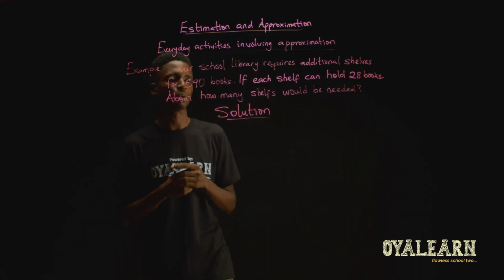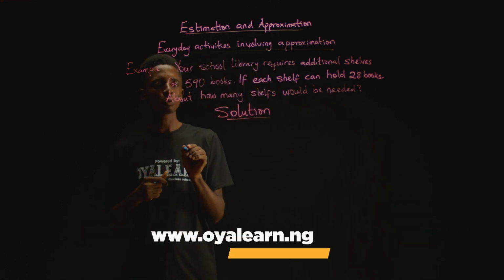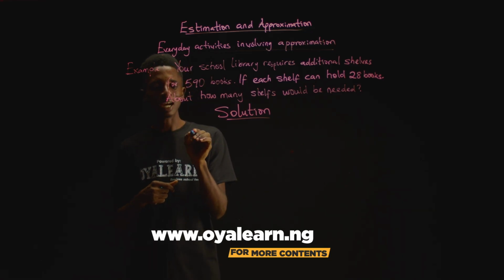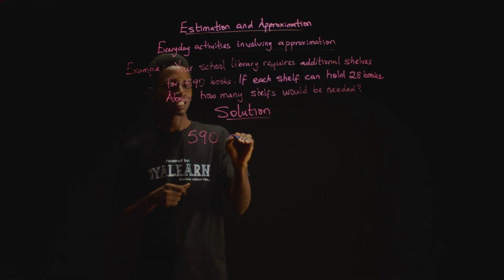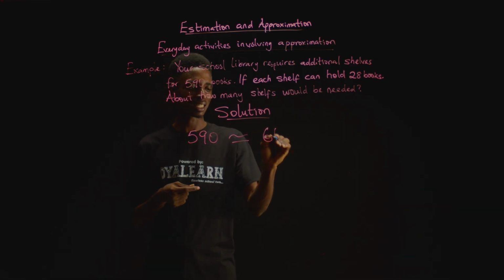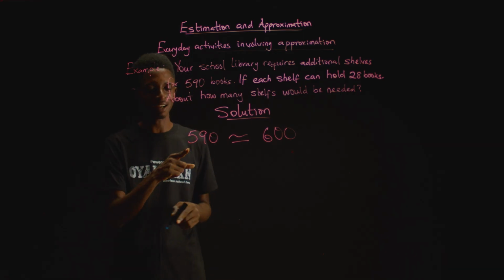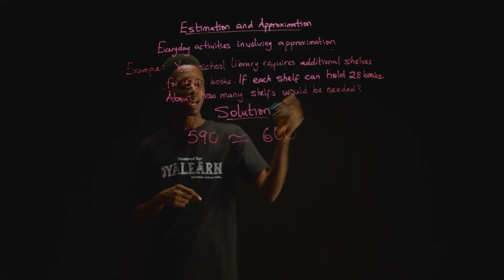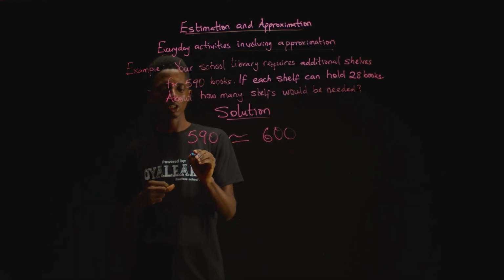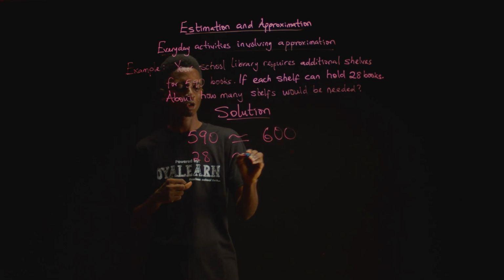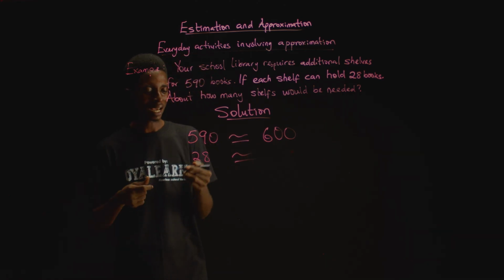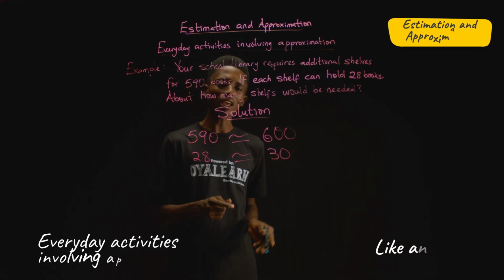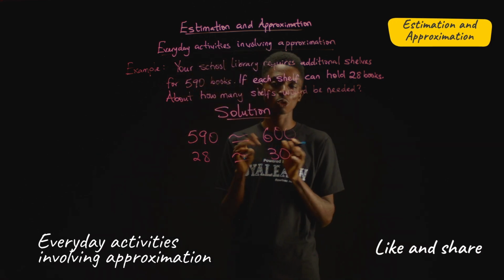So in this case, let's see what we do to get the answer. First we'll approximate 590. And we see that 590 is approximately 600, considering the next digit after 5 here. So we've rounded it up to 600. And since each shelf can hold 28 books, we also approximate this. The 8 means we round up, so this becomes 30. Now you see that we have numbers that we can actually work with.